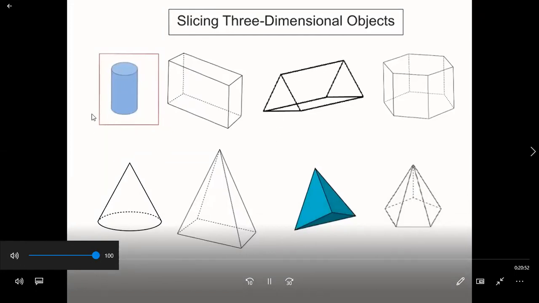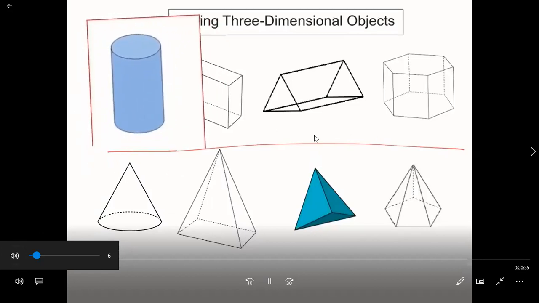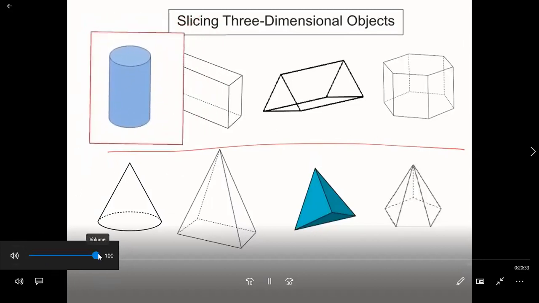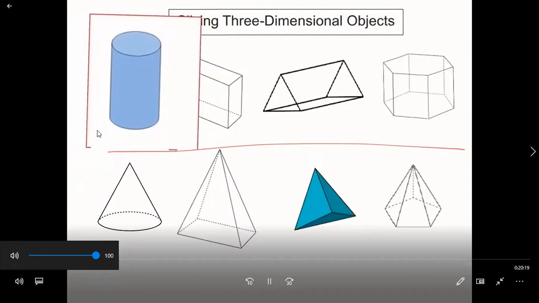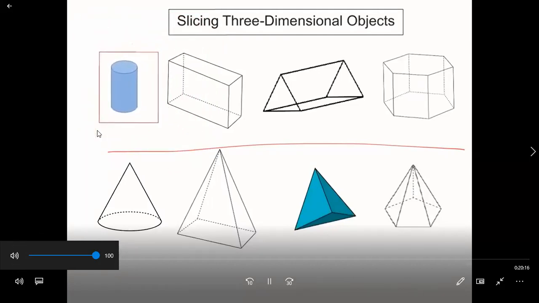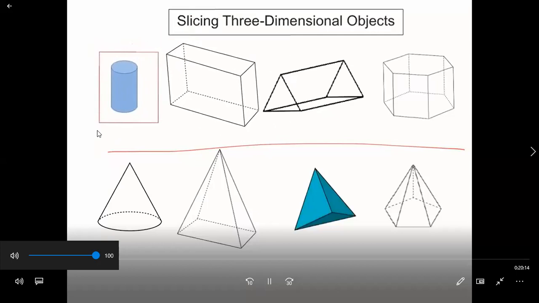So the first figure is what? A cylinder. And we are going to take a slice from each figure, and we will divide the figure into two parts. Listen. Prisms are named after what shape their base is. The base doesn't have to be the bottom. The base is the shape that is not a rectangle. So for a cylinder, the shape is a circle. The base of the cylinder is what?